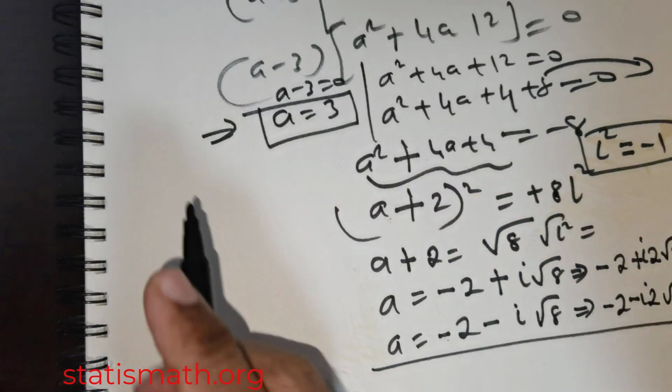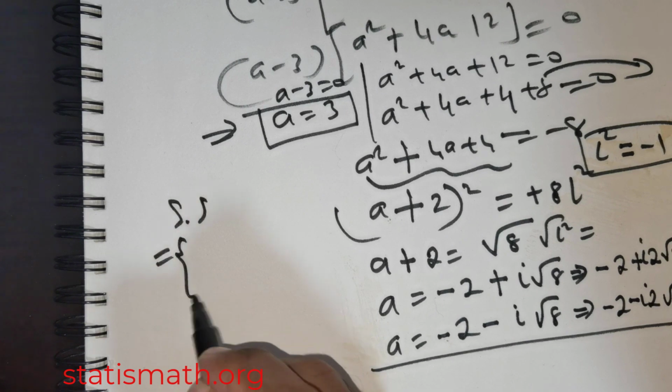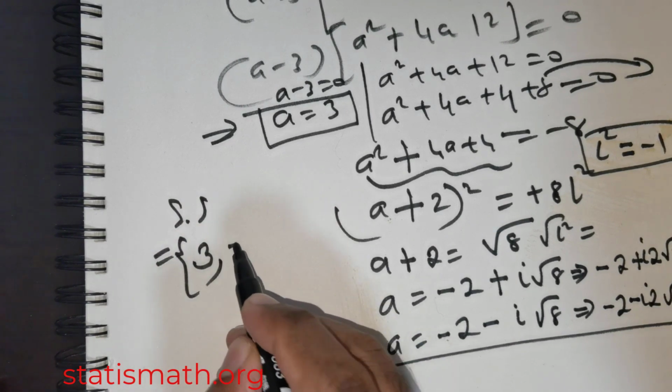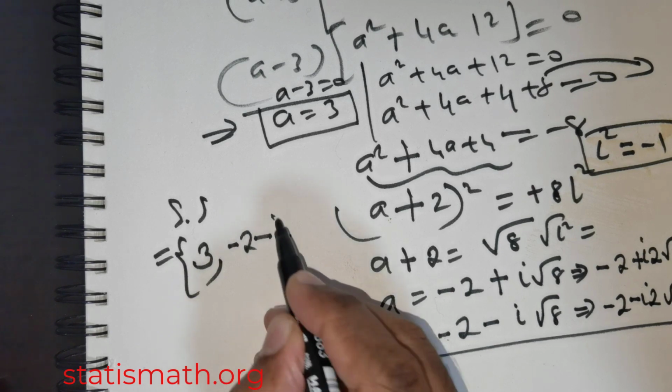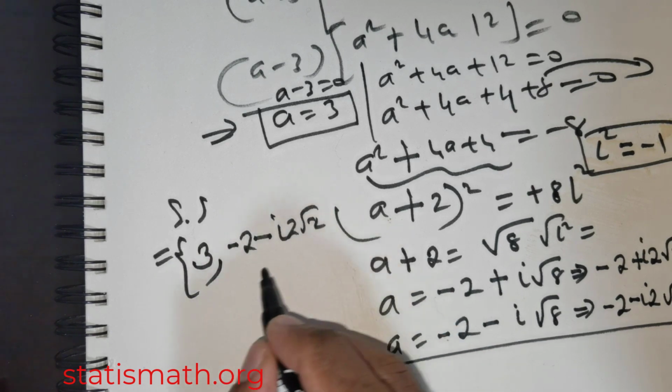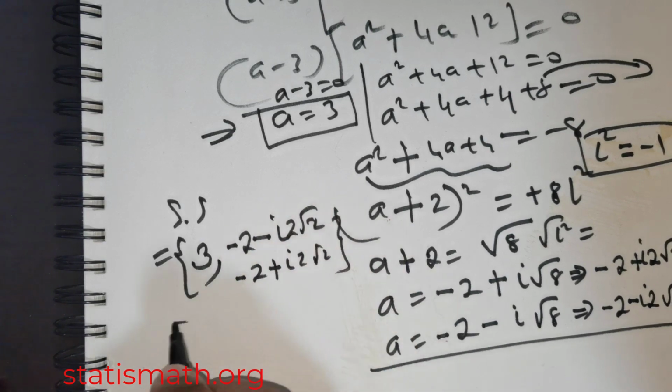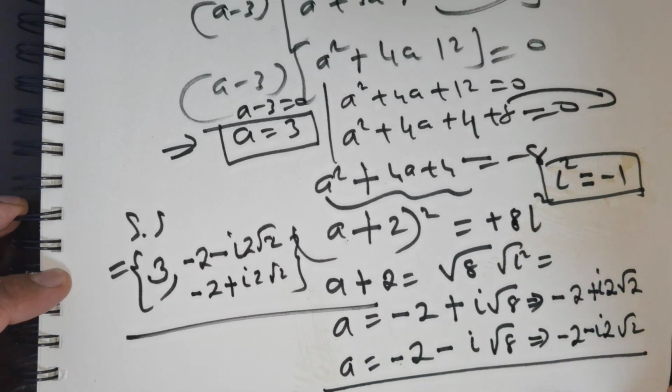So to sum up, what are the final solutions? I got one real root, and the other two are complex. So negative 2 minus i times 2 root 2, and then negative 2 plus i times 2 root 2. So that is the end of this particular question. Thank you.